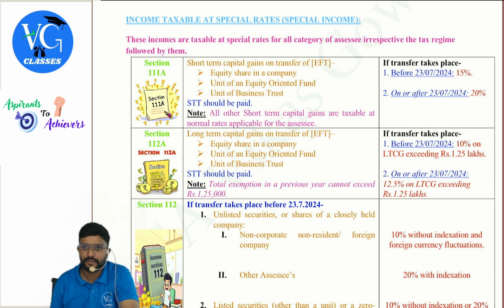Section 111A covers short-term capital gain on the transfer of three assets: equity shares listed on a recognized stock exchange, units of equity-oriented fund, and units of business trust. In short, I call them EFT, to remember, that's all for students' purpose. E stands for equity shares, F stands for equity-oriented fund, T stands for units of business trust. Short form. No, sir, I can remember without the shortcut also. Very good.